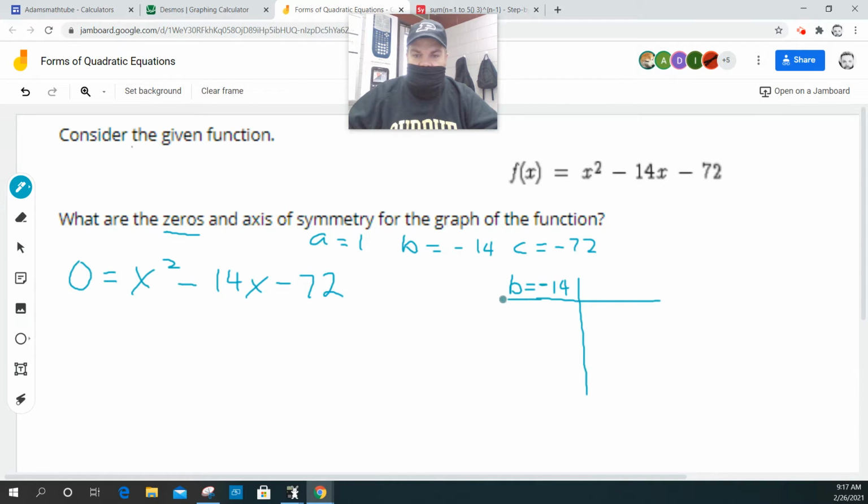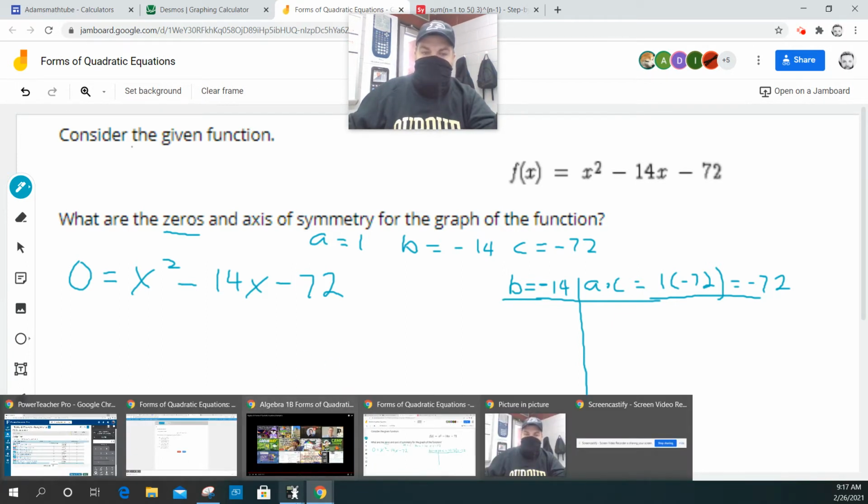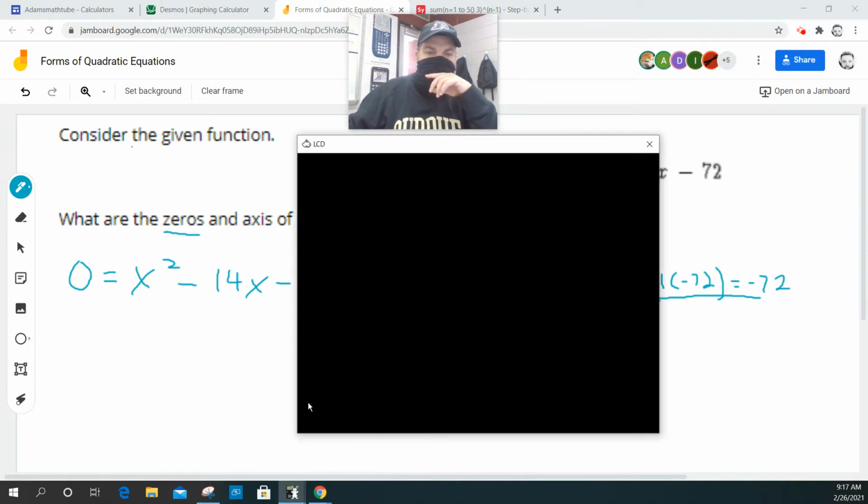I need to think of two numbers that when I add them up, they equal B, which is negative 14. Okay? And then when I multiply them, they equal A times C, which is 1 times negative 72, which is equal to negative 72. All right? So two numbers. Now what I know is there's 8 times 9, but those don't add up to 72.